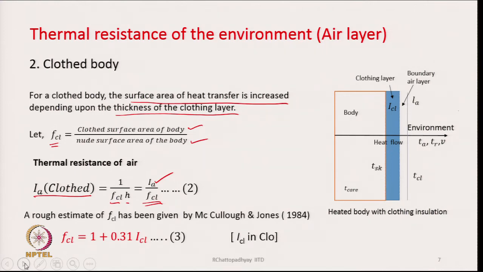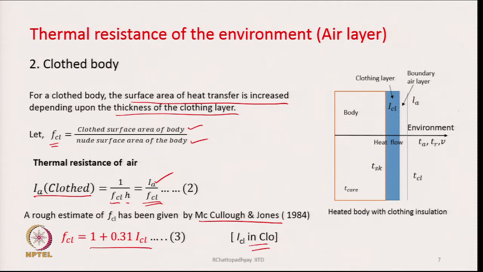And what is F C L? F C L is the ratio as has been stated earlier. Point is how to find out F C L. So, there is a formula which has been given by this researcher, and it states that F C L is 1 plus 0.31 I C L. This is an empirical relationship, that is F C L is 1 plus 0.31 I C L. I C L is in clo, and I C L is the clothing insulation. Intrinsic clothing insulation is what I C L is. And therefore, if I know F C L, I can find out what is the I A value, insulation value of the air when the body is clothed.